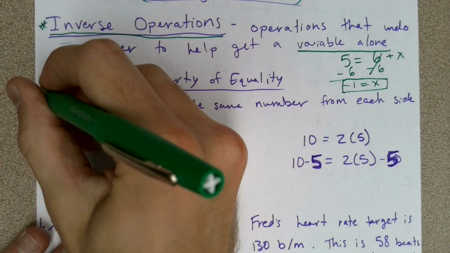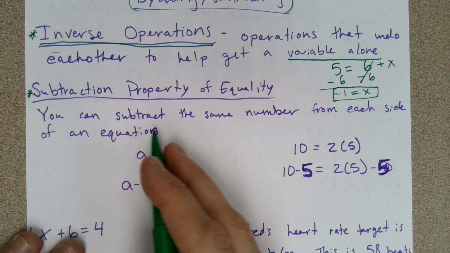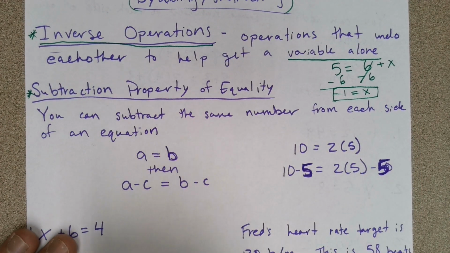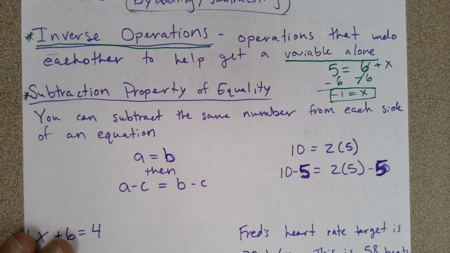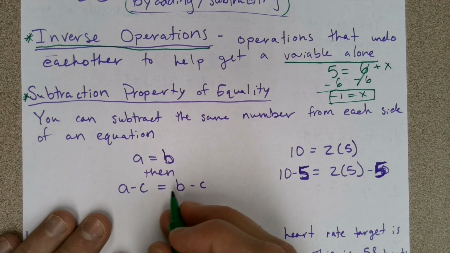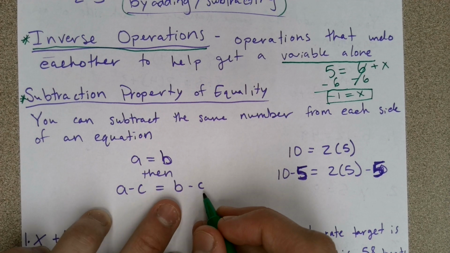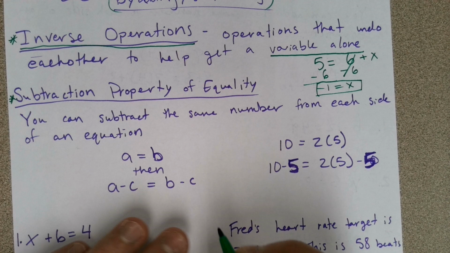Our first property here, our subtraction property of equality. You can subtract the same number from each side of an equation. So what this is saying is if we have A equals B, then A minus C equals B minus C. This number C can be anything. As long as we take it from both sides, we're allowed to do that.